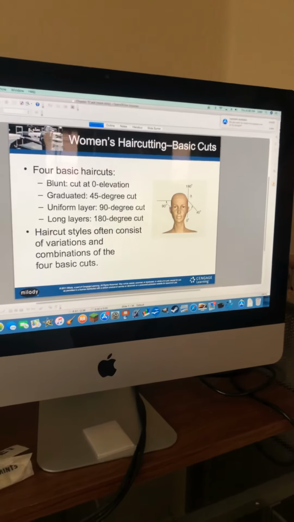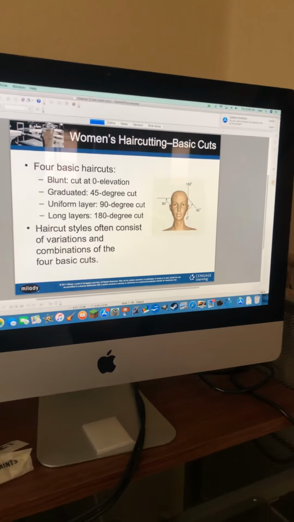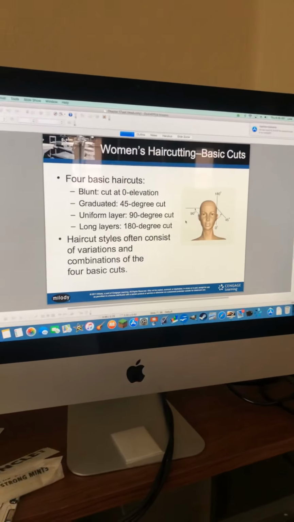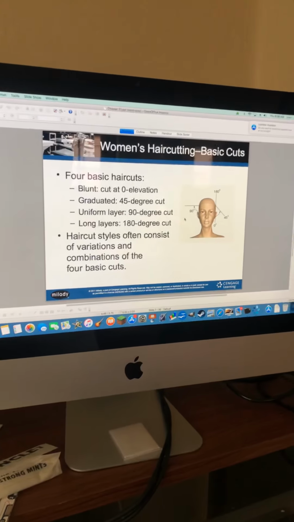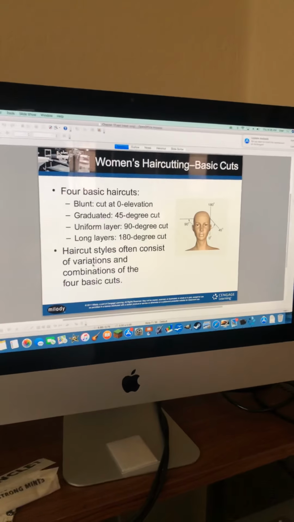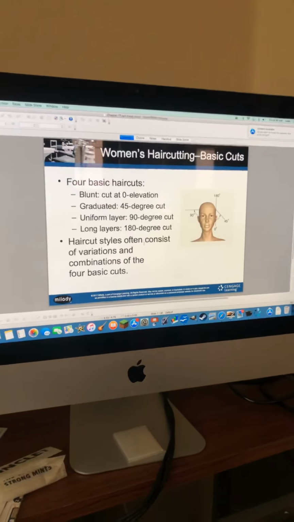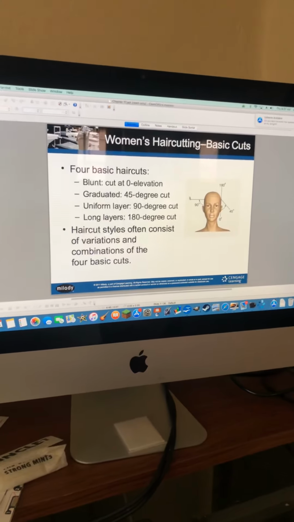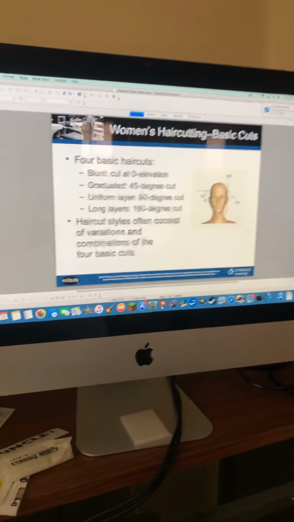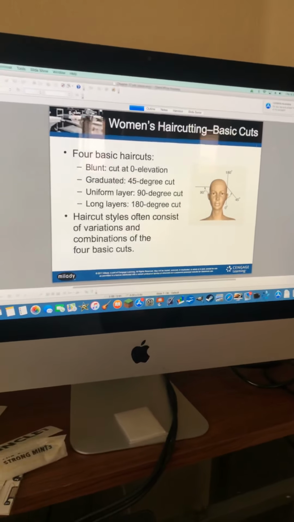All these do is create layers, okay? Your 45, your 90, and your 180, or graduation is what they call it. Haircut styles often consist of variations and combinations of the four basic cuts. So these four basic cuts are pretty much in every haircut that you do in a woman's haircut.